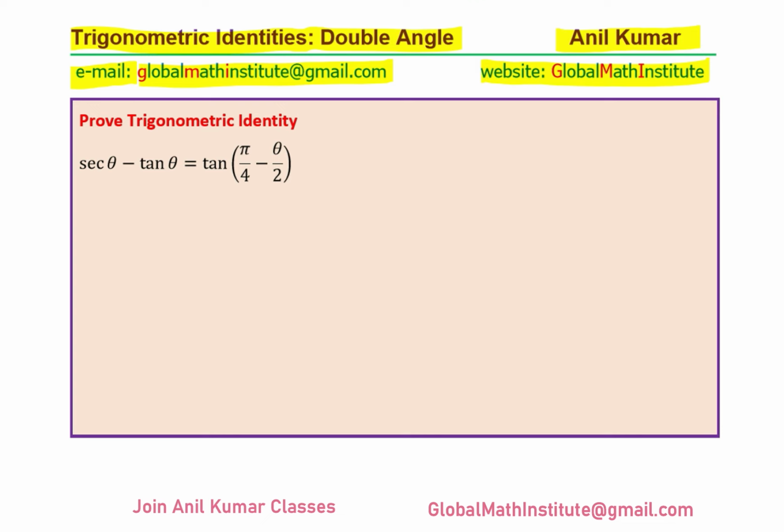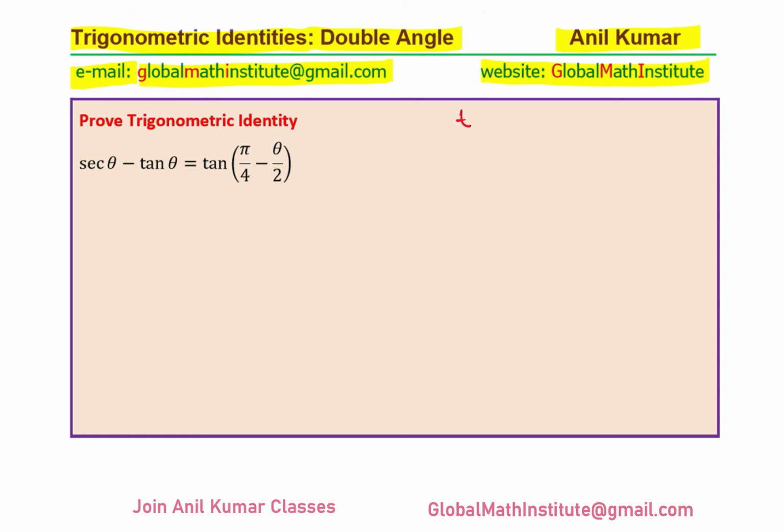Well, this is also a question which I have seen many times in a test paper. We need to prove that secant theta minus tangent theta equals tan of pi by 4 minus theta by 2. Now, as soon as you see this kind of equation, double angle and half angle formulae should come to your mind. Well, if you don't remember them, here is a list of related formulae for you. You might need all of them.